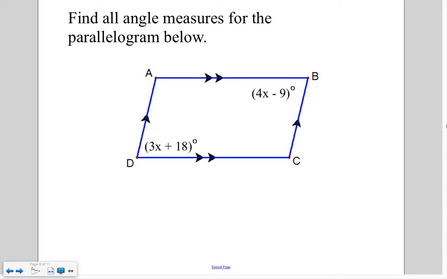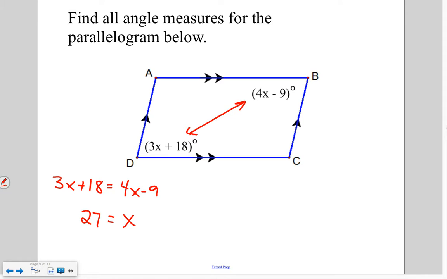Find all angle measures for the parallelogram below. Okay. Now, in this case, we need to set up an equation because we don't know what any of the angle measures are right now. We just have a couple expressions. But what I know is that these angles are opposite one another, which makes them equal. So I can set up the equation 3x plus 18 equals 4x minus 9. I can go ahead and solve for x. I'm going to subtract 3x from both sides, leaving x on the right. Add 9 to both sides. 18 plus 9 is 27. So I get x equals 27.